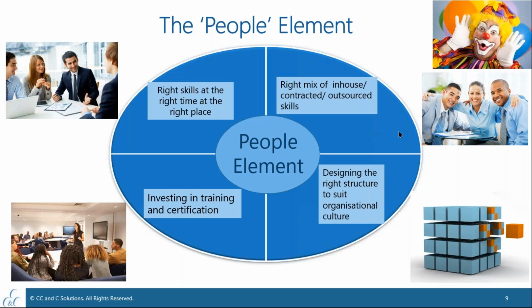The other important thing about the people element is right mix of in-house skills. What is usage of contractors, and of course something can be entirely outsourced. So organizations will have to get the right mix. What is the core competence of the organization? Where do you want to develop your own skills? Where you can get external contractors, and where you can now completely outsource on a service basis. That brings me to the topic of investing in training and certification.